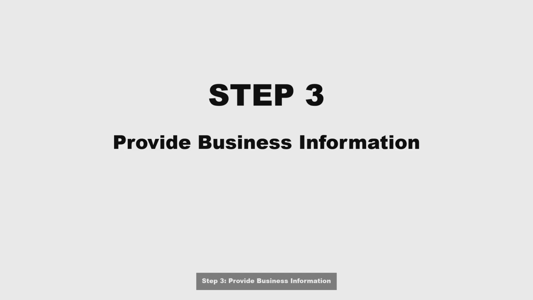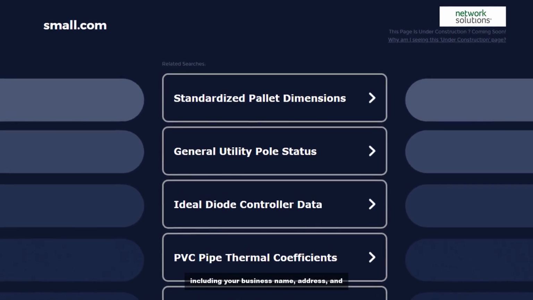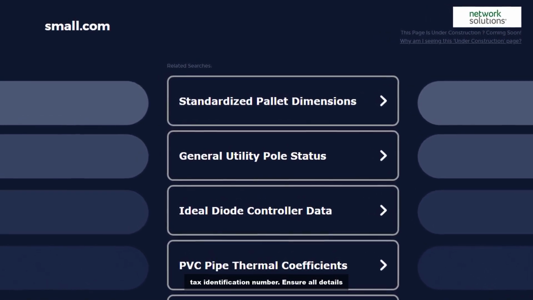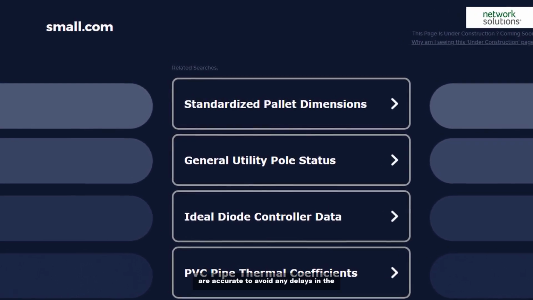Step 3. Provide business information. Fill out the required business information, including your business name, address, and tax identification number. Ensure all details are accurate to avoid any delays in the verification process.